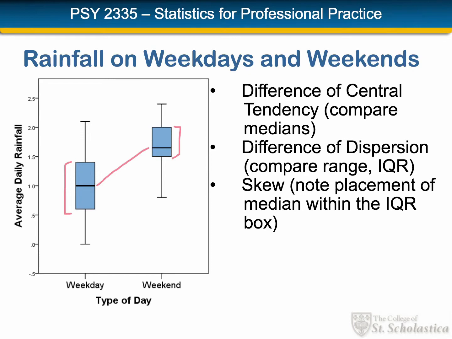We also can see that there's a significant skew in that the median and the 25th percentile are very close together, and there's a much longer distance from the median to the 75th percentile. So that's indicating something of a skew in that data as well.